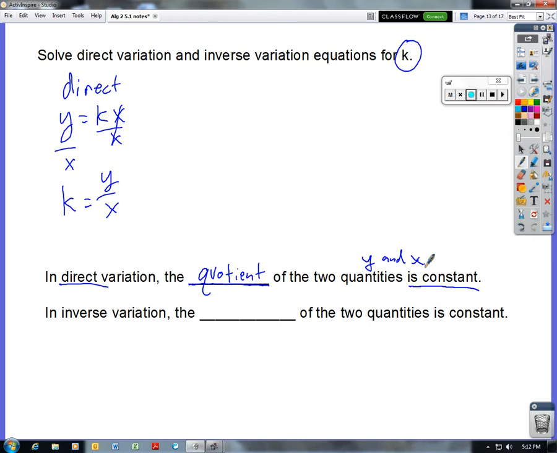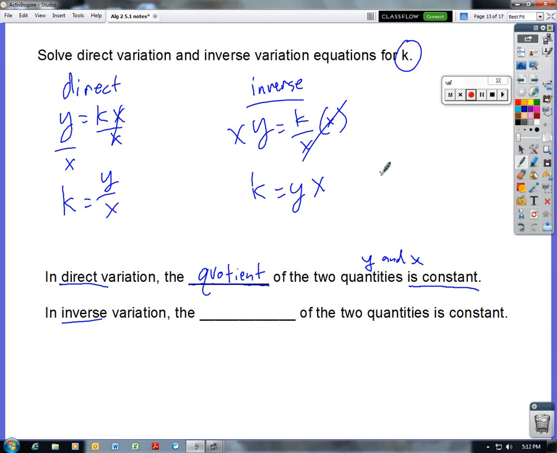That's our constant. In inverse variation, we have the formula y equals k over x. And if we solve for k, we multiply both sides by x to get rid of that. And we get k equals y times x. So in this case, in inverse variation, for our constant, the two quantities are being multiplied. So that would be the product.